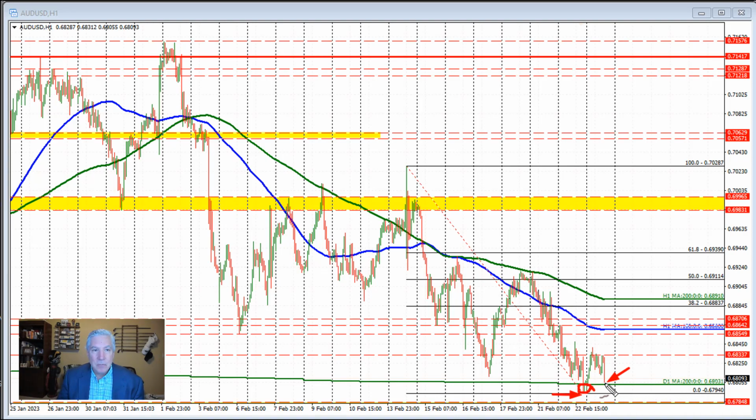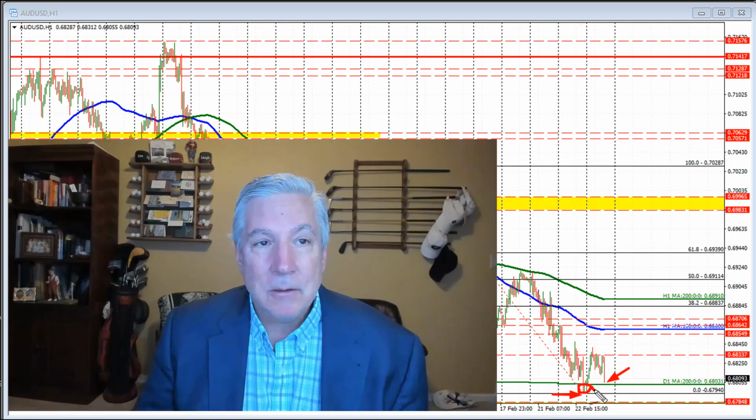So we'll be watching this 200-day moving average at 0.6803 to see if it can hold and push the price back up to the upside from a technical perspective. 0.68337 would be the target to get to and through on the top side. We'll see how that pans out.